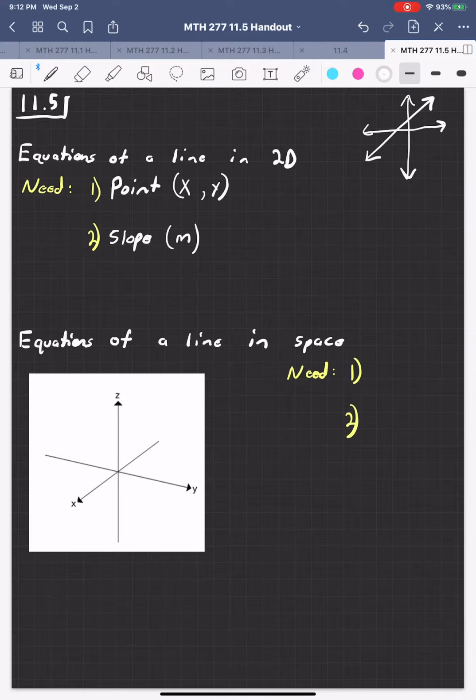If you don't mind, I'll just make up something. Let's say you have the point (1, 1), and let's say you're given the slope of 3. You recall what to do here: you're simply plugging that information, both the point and the slope, into the point-slope formula. And voila, when all is said and done, you have the equation of that line.